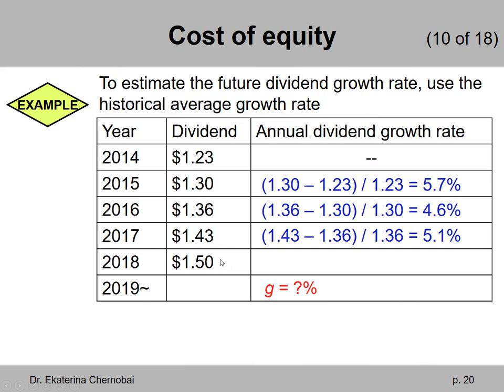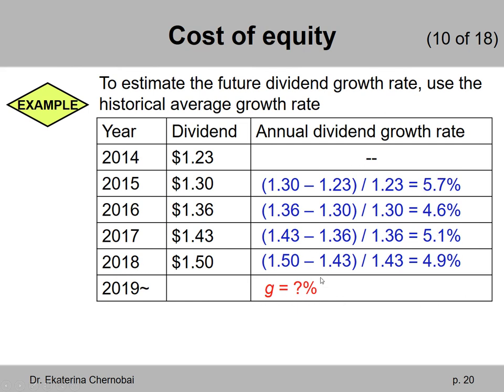And for the last year, the dividend went up from $1.43 to $1.50. That's a 7-cent increase. We divide that by $1.43 and get 4.9%.